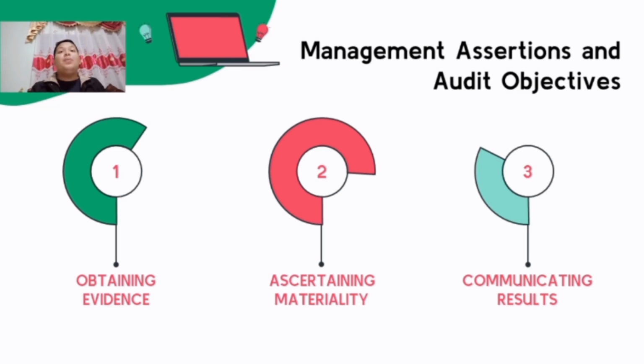And lastly, let's talk about asserting materiality. The auditor must determine whether weaknesses in internal control and misstatements found in transactions and account balances are material in all audit environments.